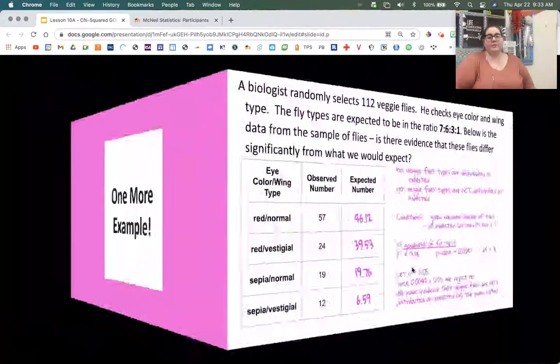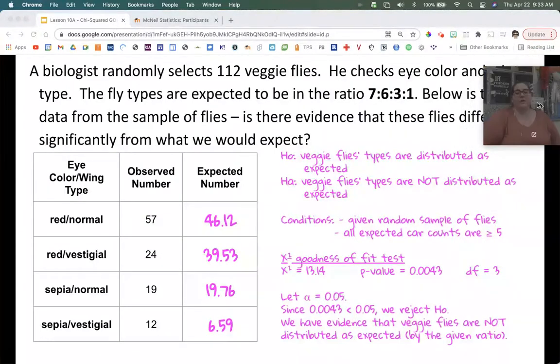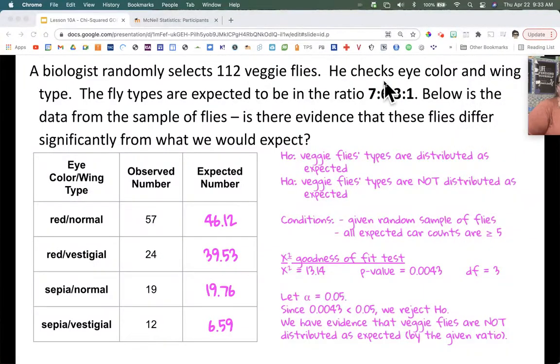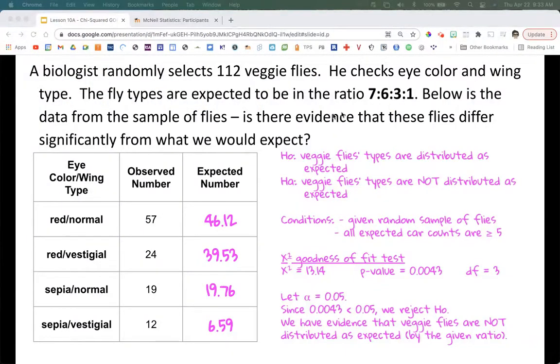I'm going to put up one more example. I won't go through this completely, but I just wanted to give you another option for the ways you could be given the expected counts. So this one, it's giving us the expected counts as a ratio. So it's telling us that we took a sample of 112 flies. The fly types are expected to be in the ratio 7:6 to 3:1.